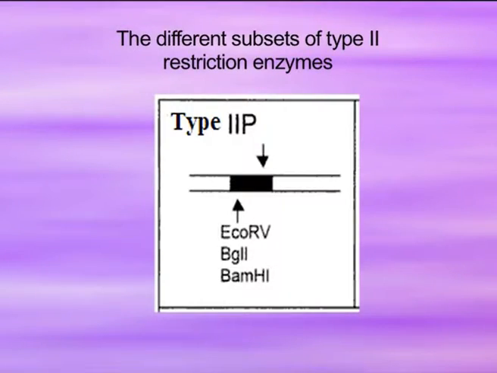The first main type is type 2P, an example of which is EcoRV. The type 2P enzyme is a subset of type 2 restriction enzyme, and it is able to bind to palindromic DNA sequence. Now, it generally binds to the palindromic sequence in the form of a dimer, one active subunit binding on one strand, while the other active subunit binding on the complementary strand. In this way, they are able to cleave DNA sequences within the recognition site.